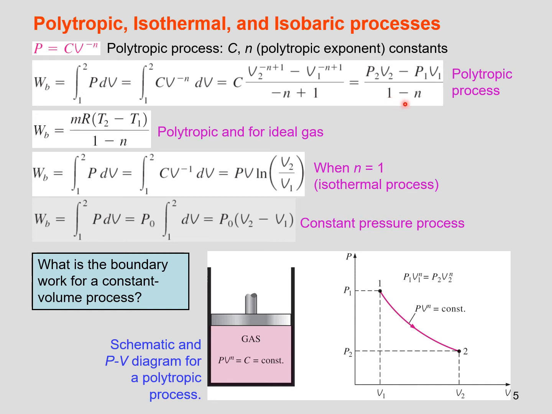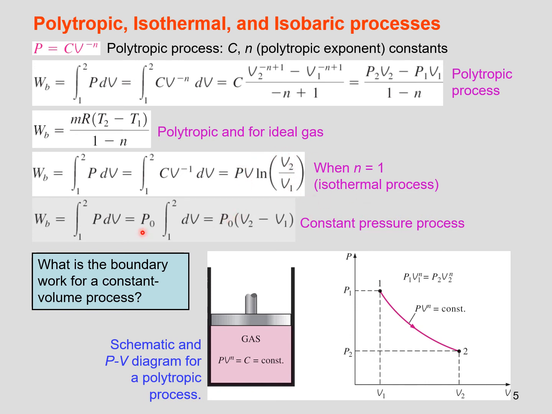If it's an ideal gas, then there's a relationship between the pressure and the volume, given by the ideal gas law. So you can substitute PV equals mRT, with delta T, for an ideal gas. There's also a special case when N is equal to 1. In that case, you can't use this formula or this formula because you'll get a 0 in the denominator. But if you go back to the original definition and plug in CV to the minus 1, you can integrate that, and it turns out to be the natural log. This is what's known as an isothermal process. So if a problem says it's isothermal, be sure to use this equation here.